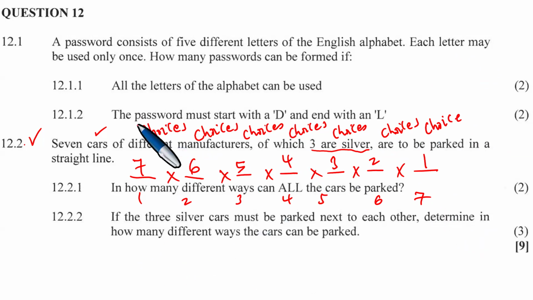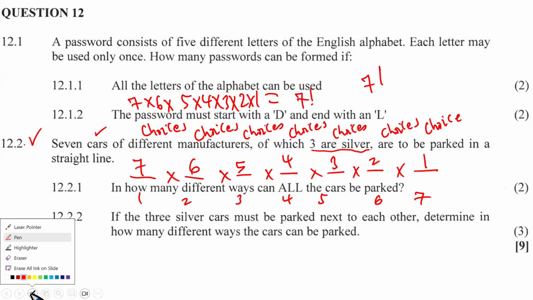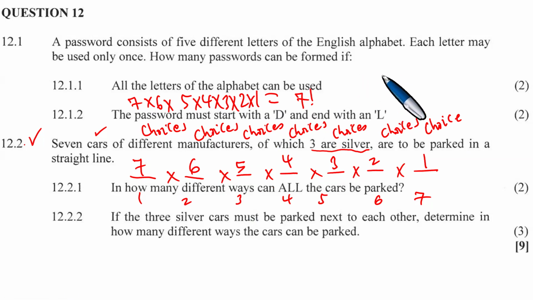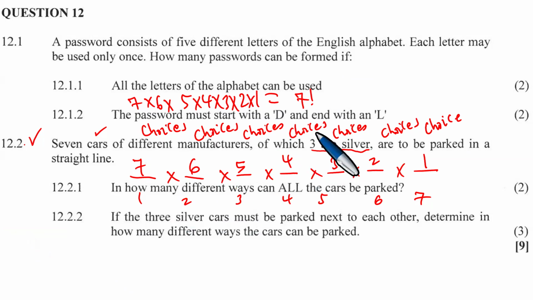Therefore, these cars can be parked in how many ways? They can be parked in 7 times 6 times 5 times 4 times 3 times 2 times 1, which is 7 factorial ways. So the 7 factorial ways is equal to what? Use your computer, please.